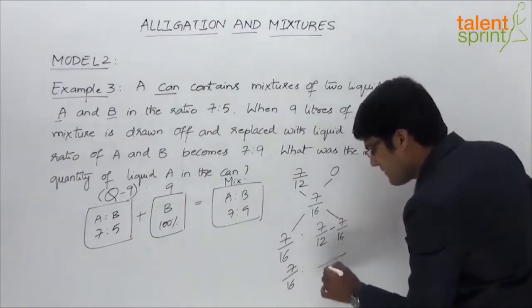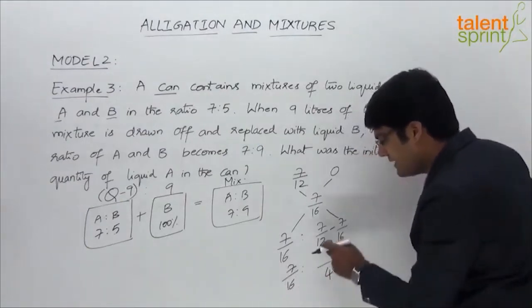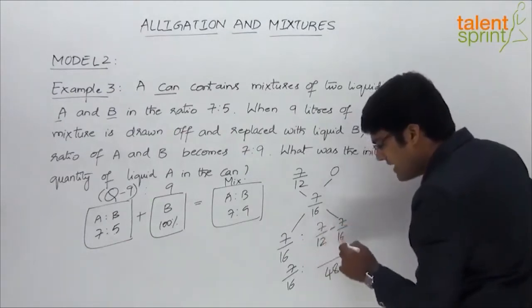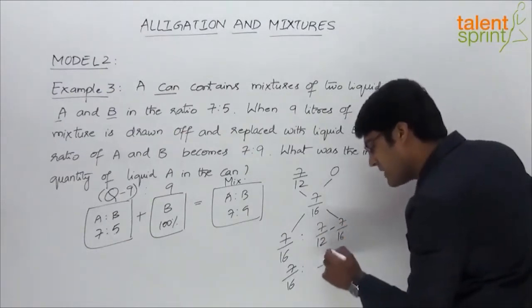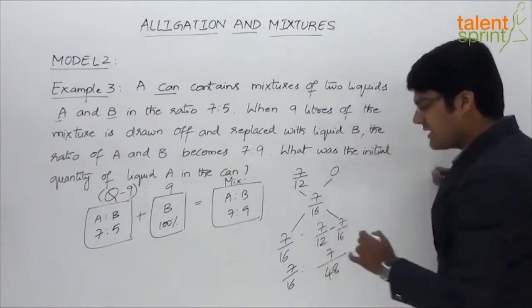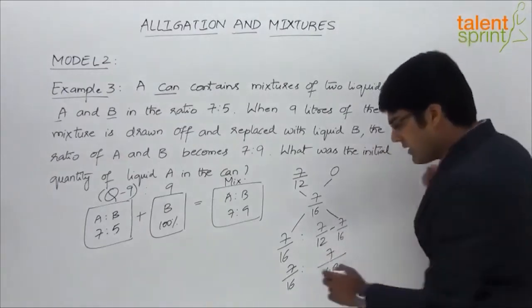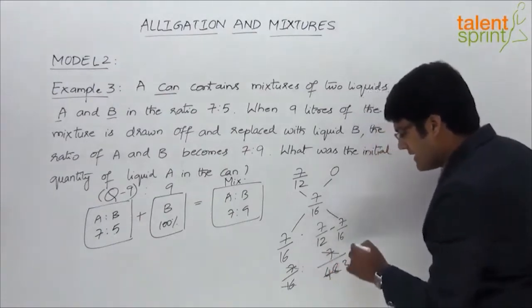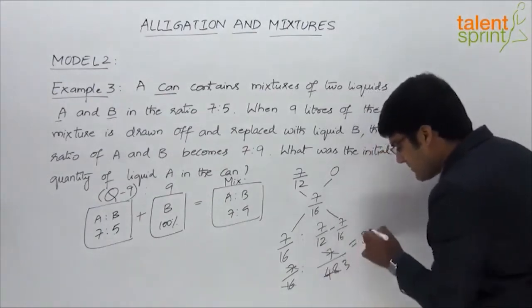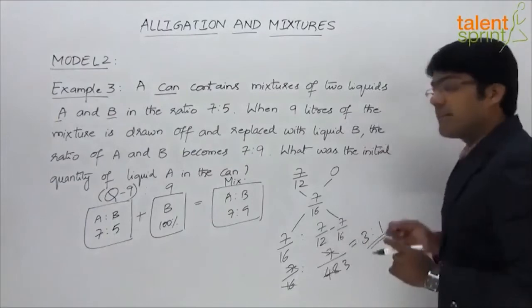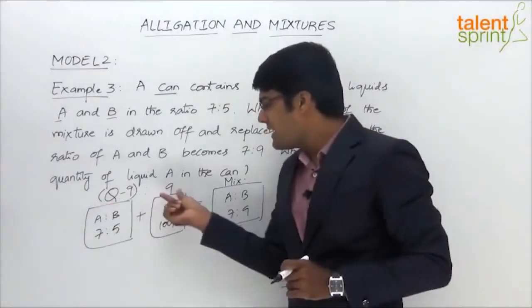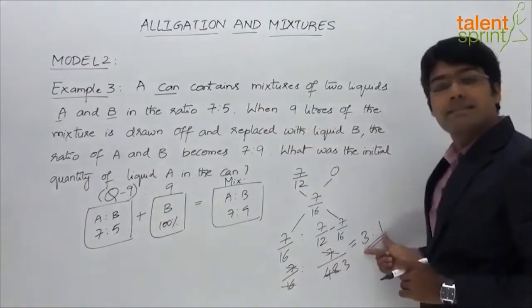So on simplification, LCM is 48, so 4 times and 3 times. Finally we will get 7 into 4, 28, minus 7 into 3, 21. 28 minus 21 is 7. So the ratio here is 7 by 16 is to 7 by 48. Or further simplification will give us 1 is to 1 by 3, which can be taken as 3 is to 1. So clearly the ratio in which these two have to mix together, that is Q minus 9 and 9, is 3 is to 1.